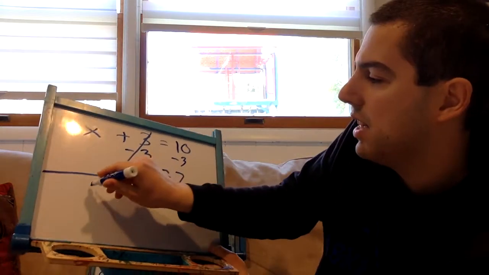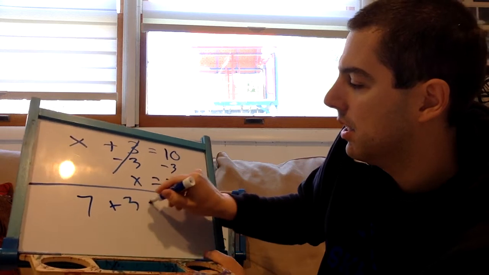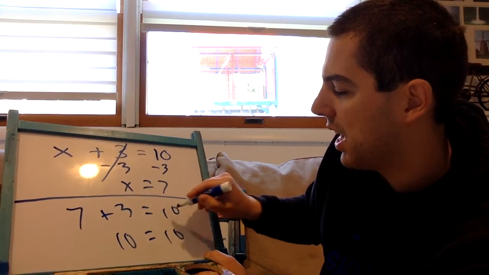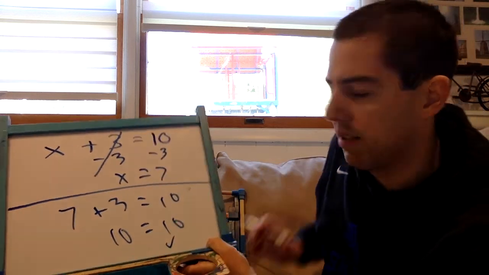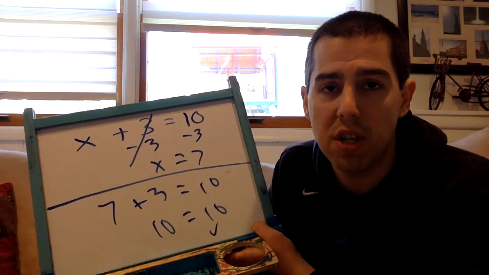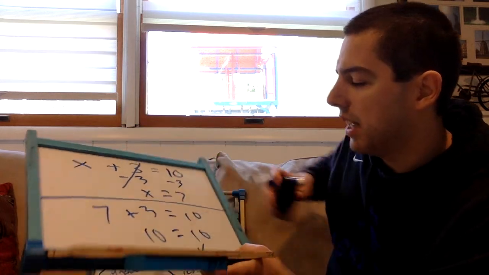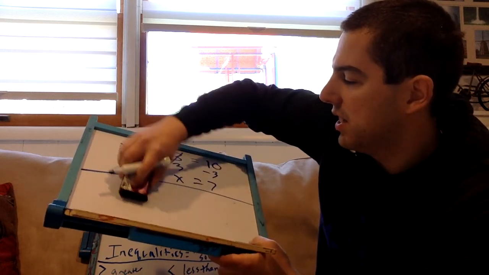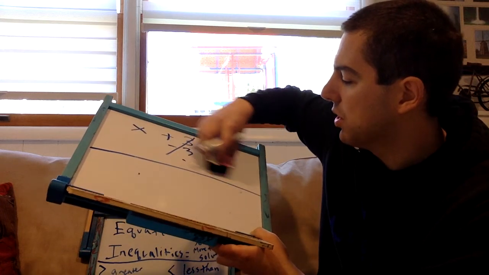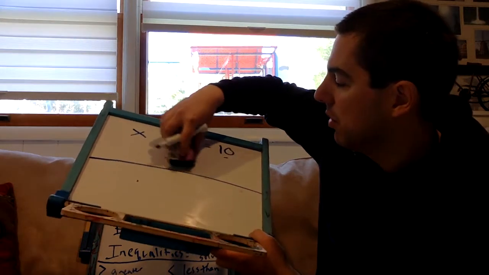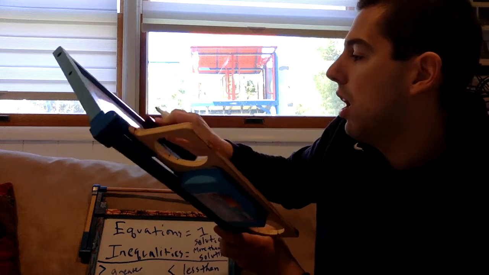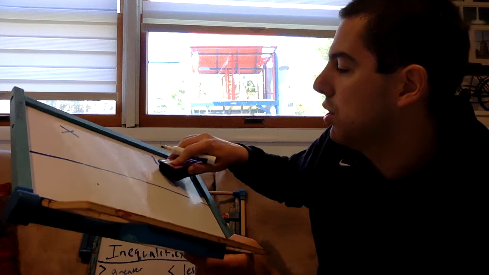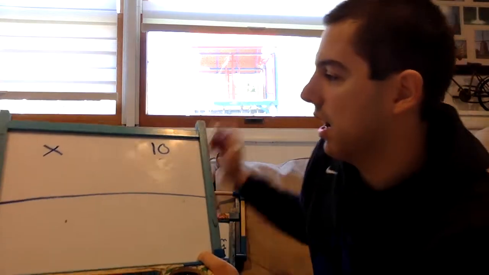I could put 7 into the equation. And the check step works because the left side equals the right side. That's if this was an equation. Now that it's an inequality, not much has changed. The only difference is instead of an equal sign, you're going to see one of those symbols that you saw on the previous whiteboard. Okay, so let's change it to a greater than sign.